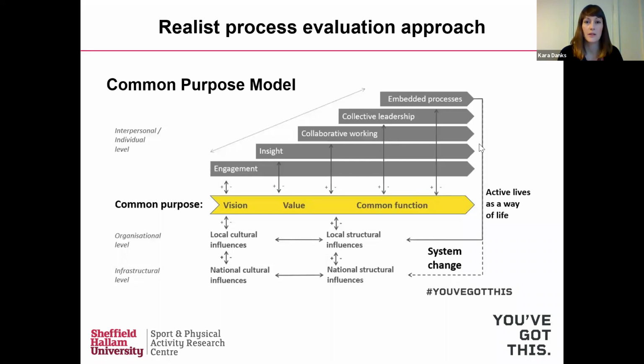The grey areas in the arrows at the top are the areas of practice that the team identified were important in supporting stakeholders to work towards active lives as a way of life, which is the vision for the programme. And then the common purpose yellow element in the middle assumes that subscribing to a vision, having value in that vision, whether on a personal or professional level, and meeting some objectives in that way, will lead to common functions, so working together collectively, which is taking some sort of action that leads to a goal or the vision of active lives as a way of life.